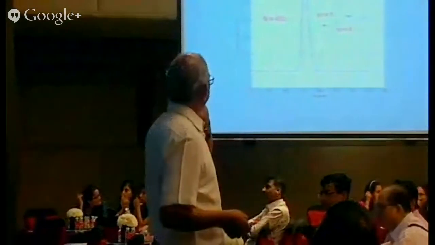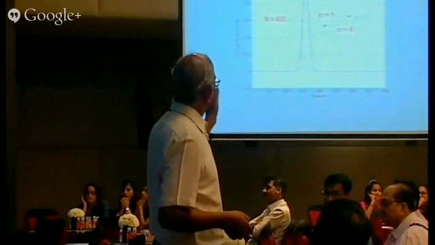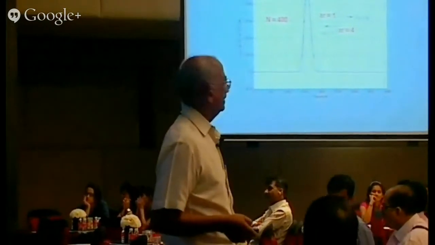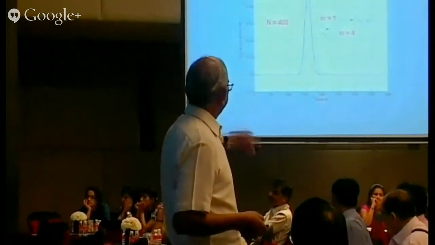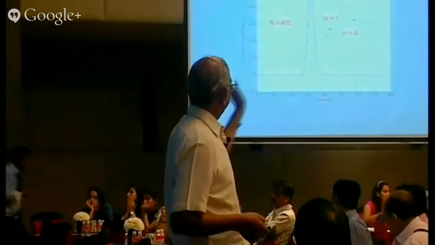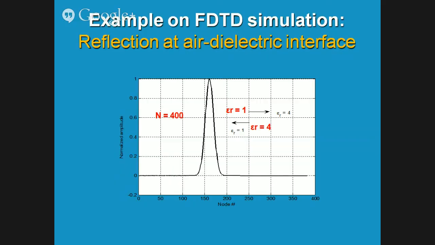So this is on FDTD simulation. The same problem, reflection at an air dielectric interface. On the left side, we have air; on the right side, a dielectric with epsilon r equal to 4. And this is a Gaussian pulse propagating on the grid at n equal to 400. The Gaussian pulse hasn't reached the interface so far.